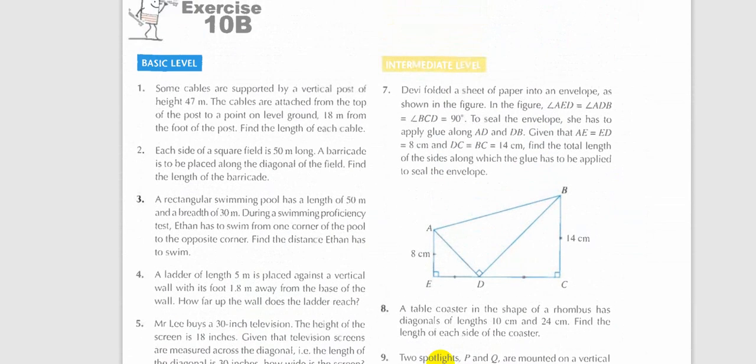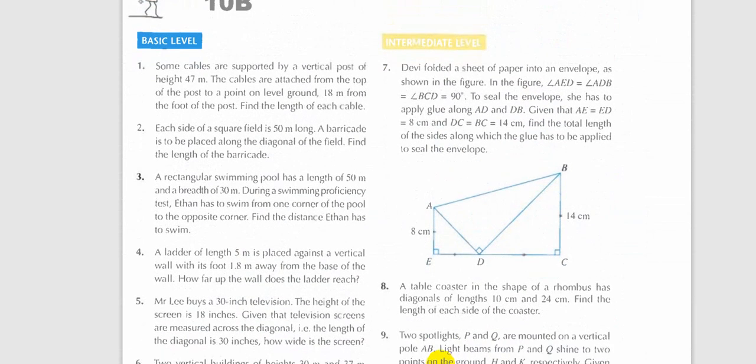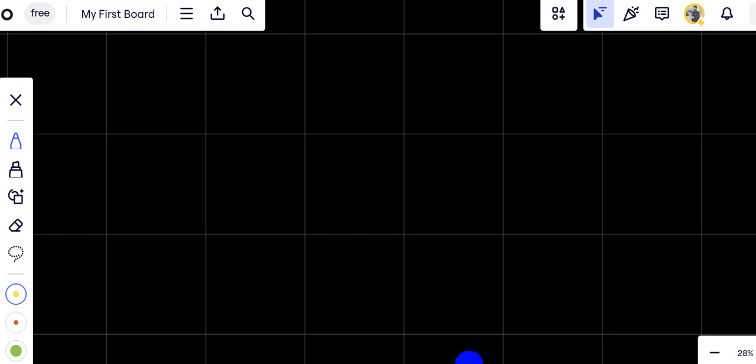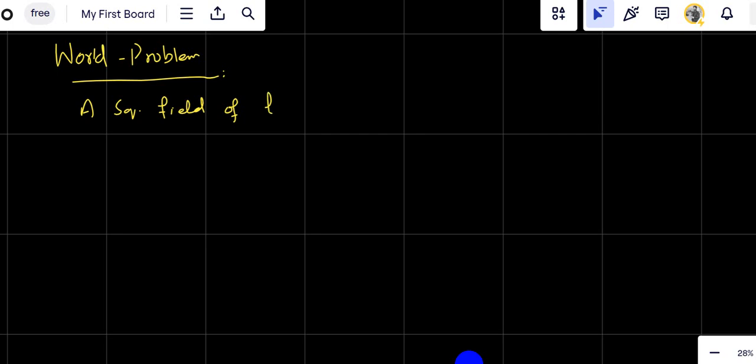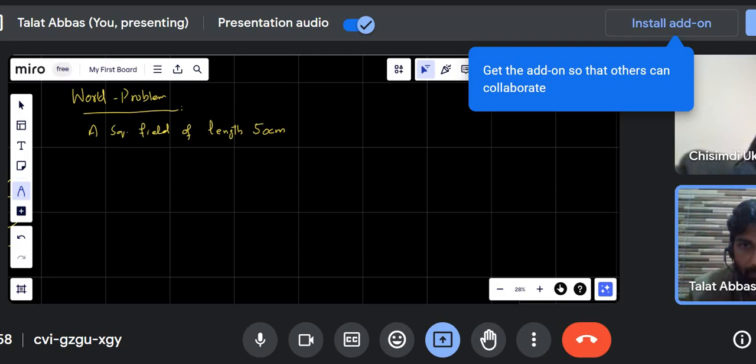Okay, I'm going to solve a word problem. We have a square field of length 50 centimeters. As this is a square field, all lengths will be the same.